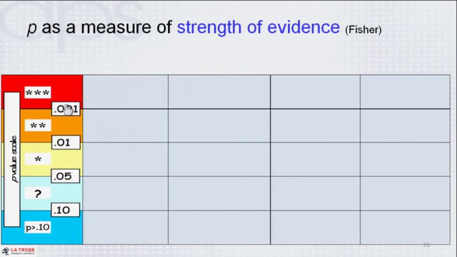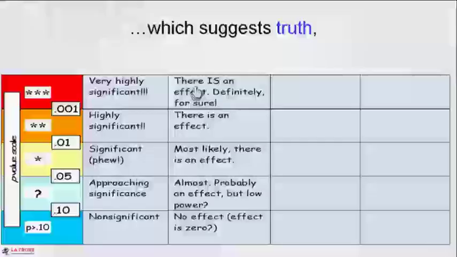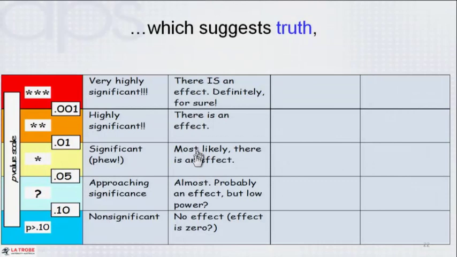I speculate that we think in terms of stars and these intervals of p-values, and that there's language associated with that. Highly significant, approaching significant. How do you know that it's not running away from significance as fast as it can go? And achingly, we want to know about the world, we want to know truth, and this language achingly tempts us to think truth. There is an effect or there is not.